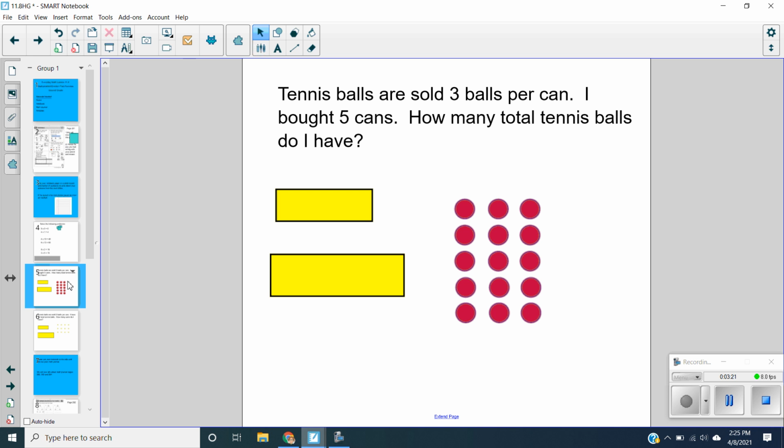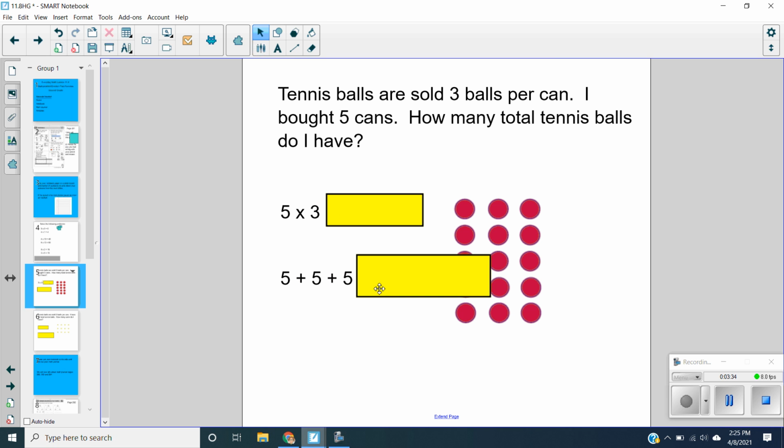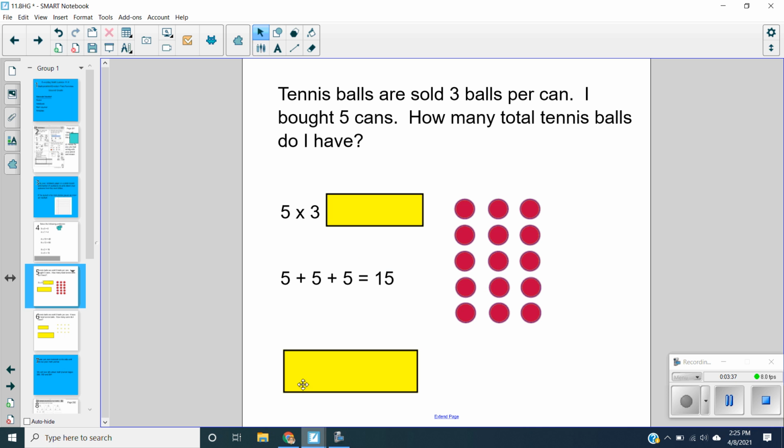Tennis balls are sold 3 balls per can. I bought 5 cans. How many total tennis balls do I have? Press pause and then play when you're ready to check. So for this one, I'm thinking 5 times 3. I made an array on the side. I also could count by 5s 3 times to get my total of 15. So I should have 15 tennis balls.